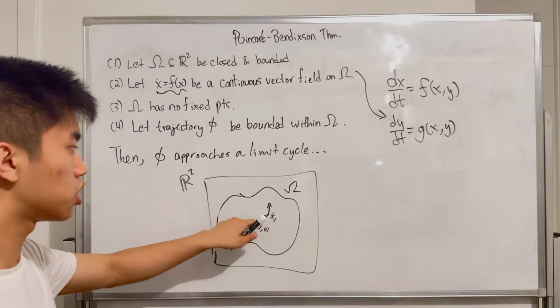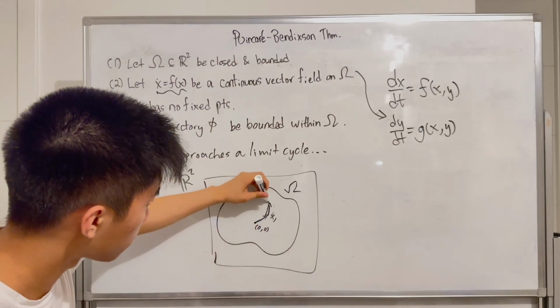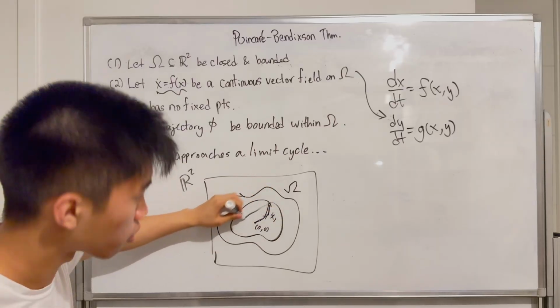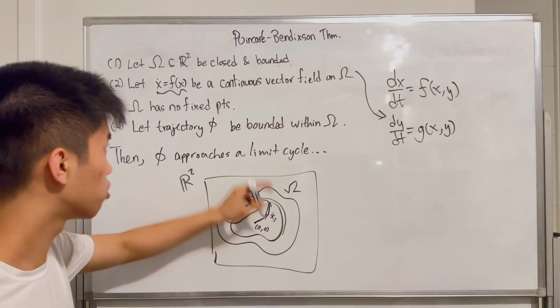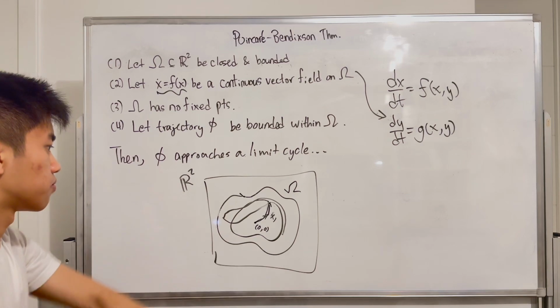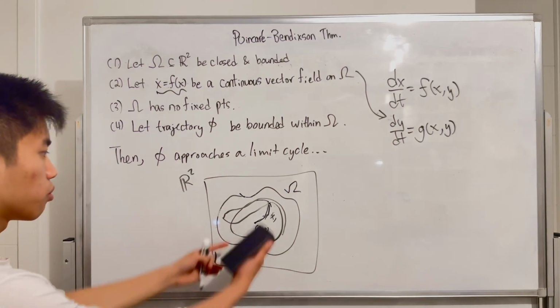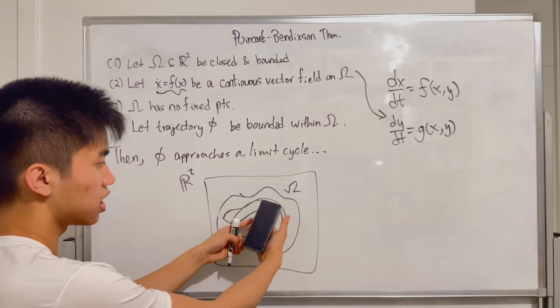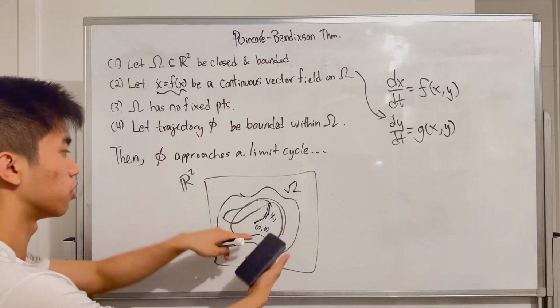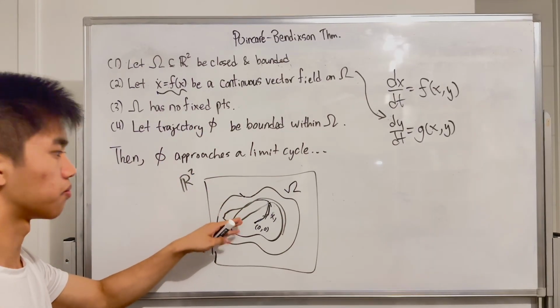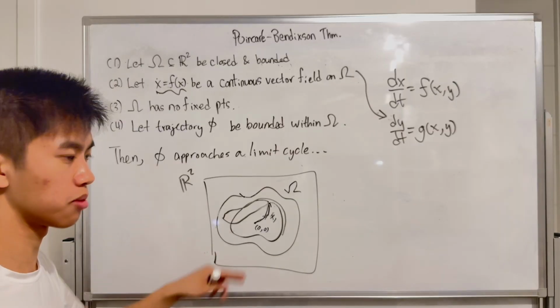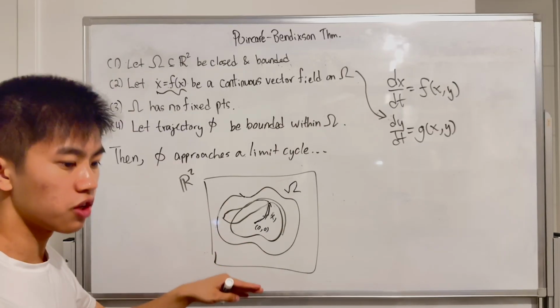and so as you just let this thing flow forward in time, it creates this trajectory, which we'll call phi, and suppose that it's bounded within omega. Okay, and by the way, we're taking really tiny time steps because it's a continuous vector field. So we're taking very, very tiny time steps that are infinitesimally small.